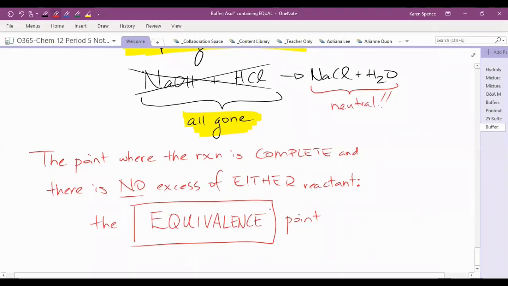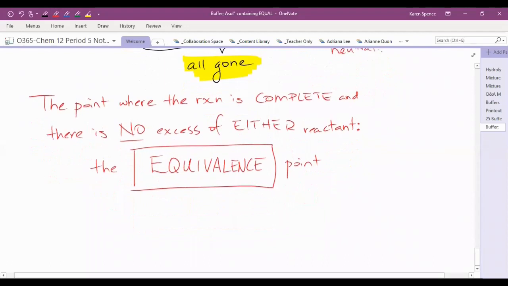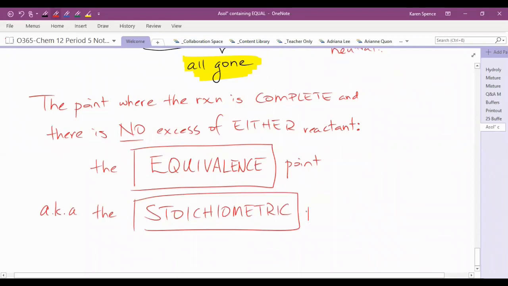Okay? It is also known as the stoichiometric point. Sounds familiar. Yeah, I've probably mentioned it. We probably just didn't focus on it very much. Okay? So the equivalence point or the stoichiometric point is where there is no excess of either reactant.